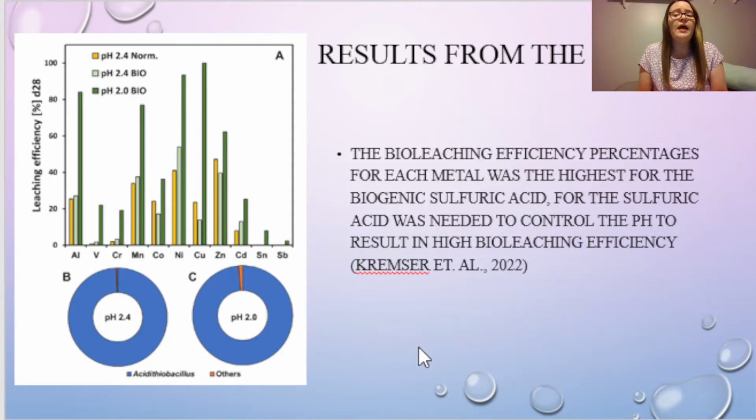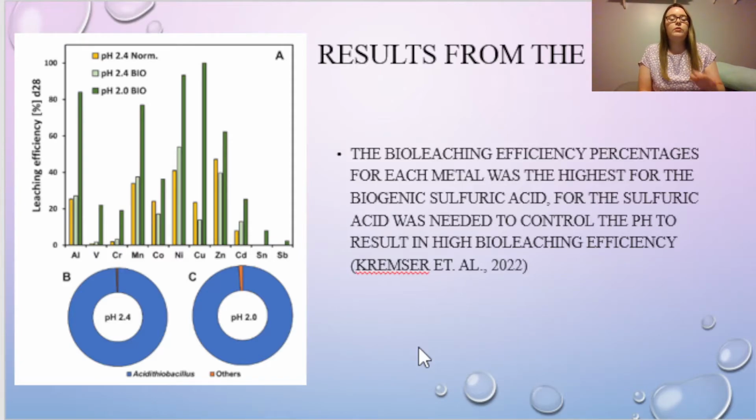The white bars are for the pH of 2.4 that is biogenic, but they are not as high as the green. So that was a little bit more not as acidic. The 2.4 pH was not as acidic. And then the orange represented the pH of 2.4, but that was with normal, original sulfuric acid. That wasn't specifically classified as biogenic sulfuric acid.